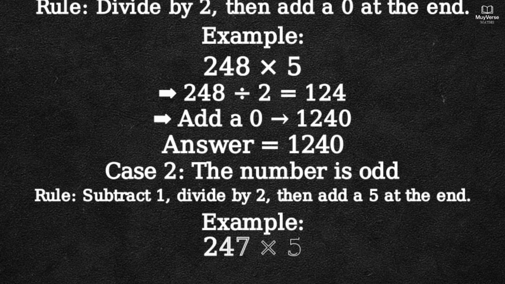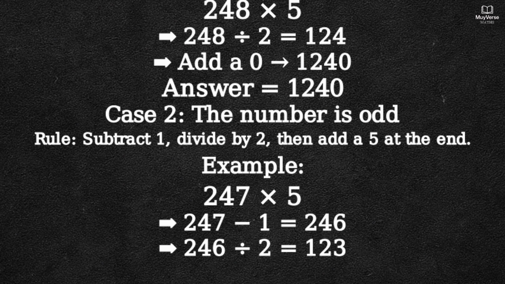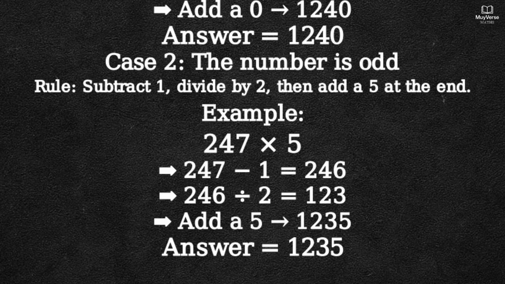First, 247 times 5. Subtract 1 to get 246. Divide 246 by 2 to get 123. Then add a 5 at the end to make 1,235. So the answer is 1,235.